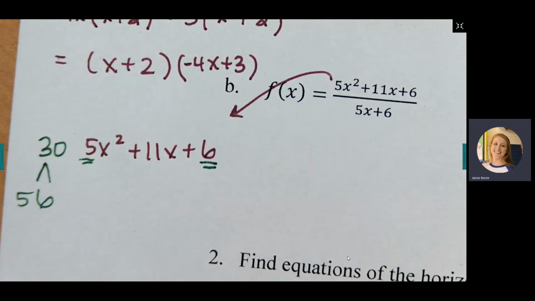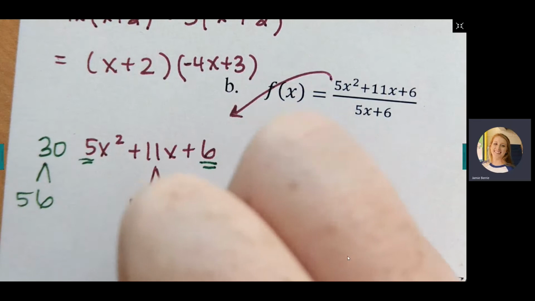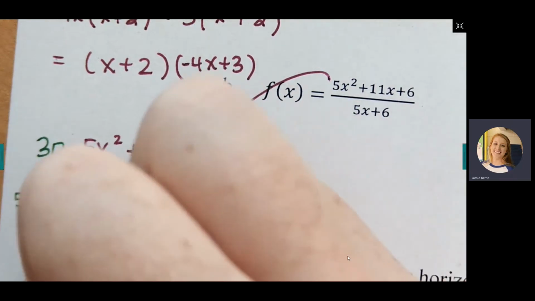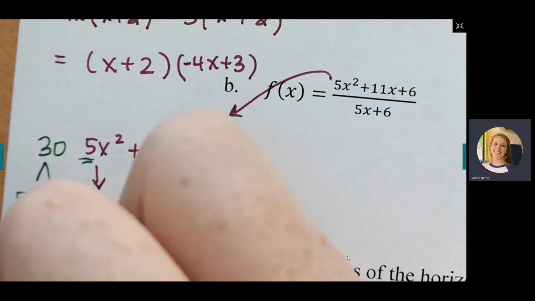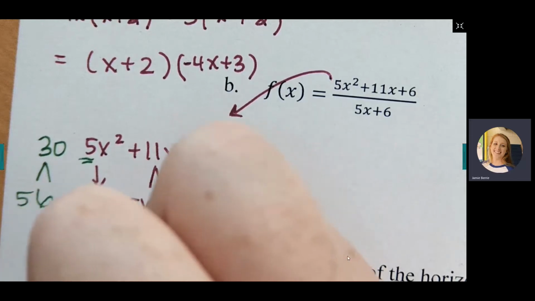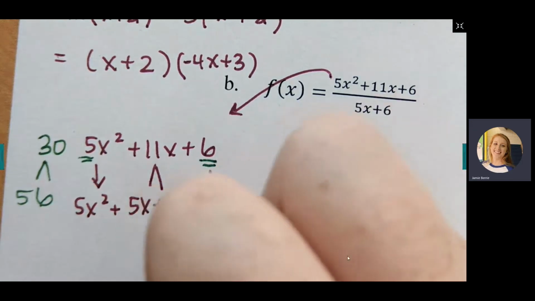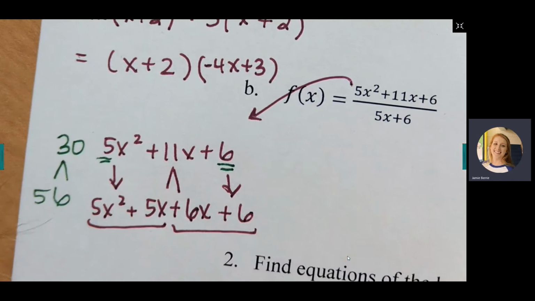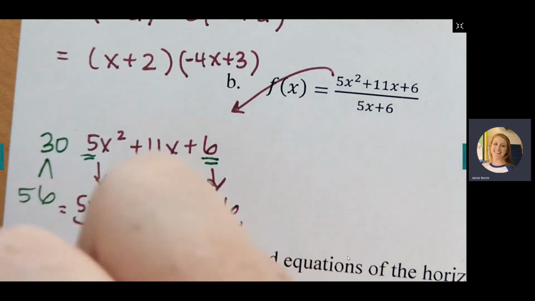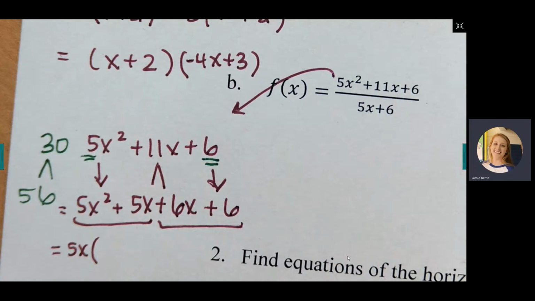All right, so split up your middle term. That'll be 5x plus 6x, or you could do 6x plus 5x. It does not matter. Drop down the other numbers. 5x squared plus, filling in that plus there because there was just a little blank spot. And then plus 6 on the end. Group the first two, group the second two. Pull out a 5x out of the first two. The first group. That leaves you with what?